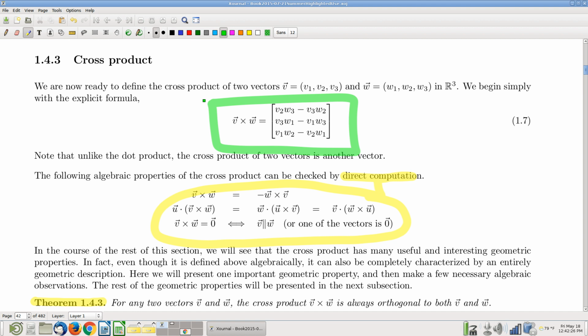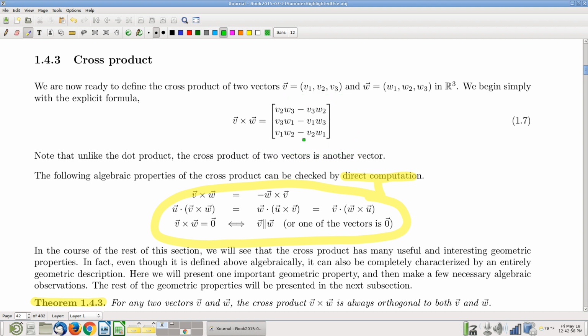The cross product doesn't. The cross product is a peculiarity of 3 dimensions. There is no cross product in R2. There isn't really a cross product in R4 or higher. There is an operation that plays a kind of analogous role, but it's not a binary product, and as far as we're concerned, there is no cross product in anything other than R3. So you've got to keep that in mind.